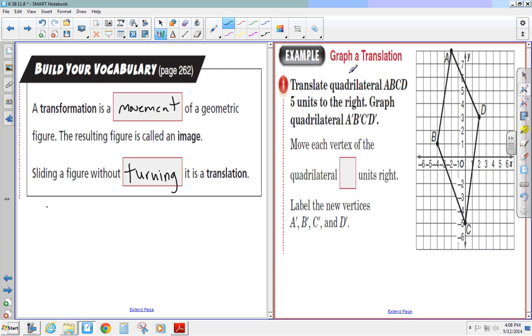All right, so here, graph this translation. Translate quadrilateral ABCD 5 units to the right. Graph quadrilateral ABCD. Now, basically what you're doing is you're moving each of these points 5 units to the right.